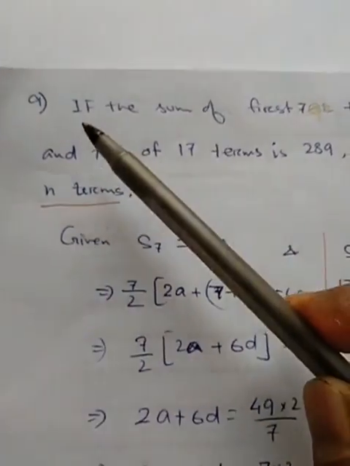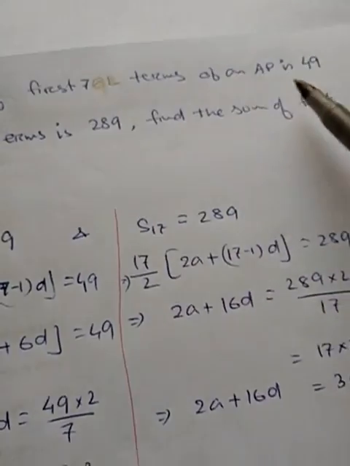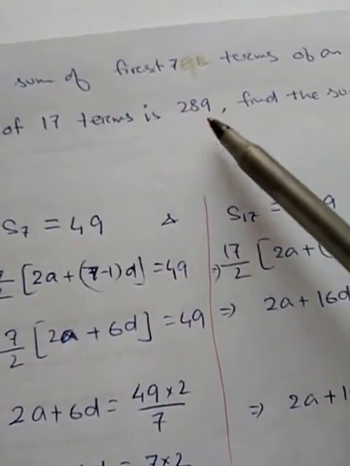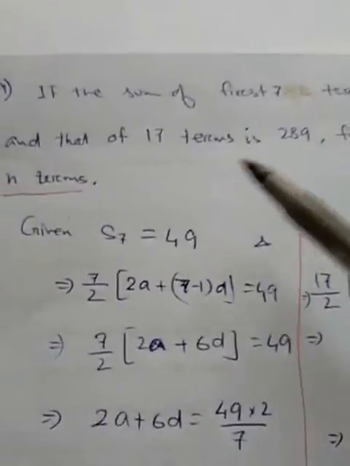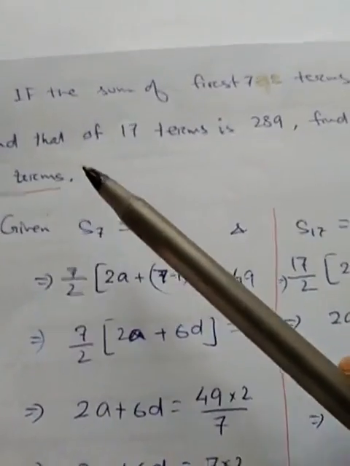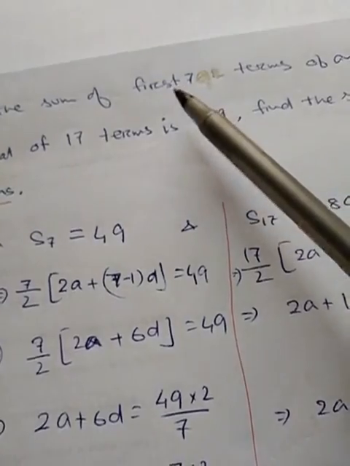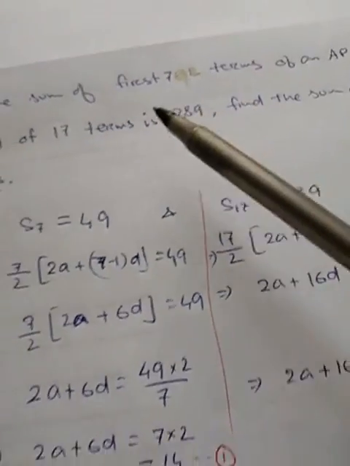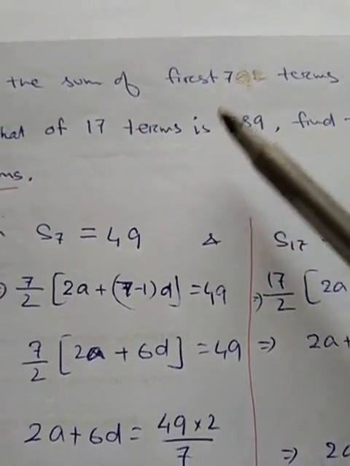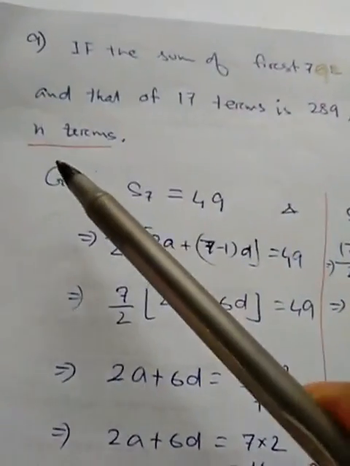The next sum is question number 9. Here the sum of the first 7 terms of the AP is given as 49, and the sum of 17 terms is given as 289. From there we have to find the sum of the first n terms. Here n is not given in Sn, but in the first two cases n is given: for n equal to 7, Sn is 49, and for n equal to 17, Sn is 289. Now using these two conditions, we have to find Sn where n is not given.